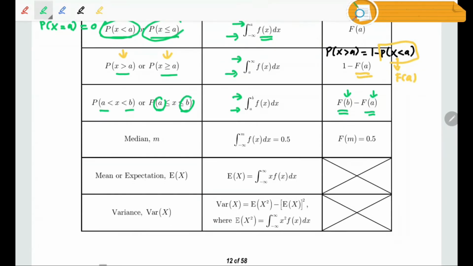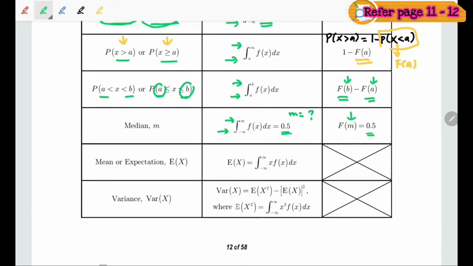And then go for the median. When using the PDF, you have to integrate from negative infinity up to m in order to get 0.5. So that m is your median. For the CDF, you just need to substitute m into the correct function of your CDF and equate to 0.5. And the rest is just solving the equation.